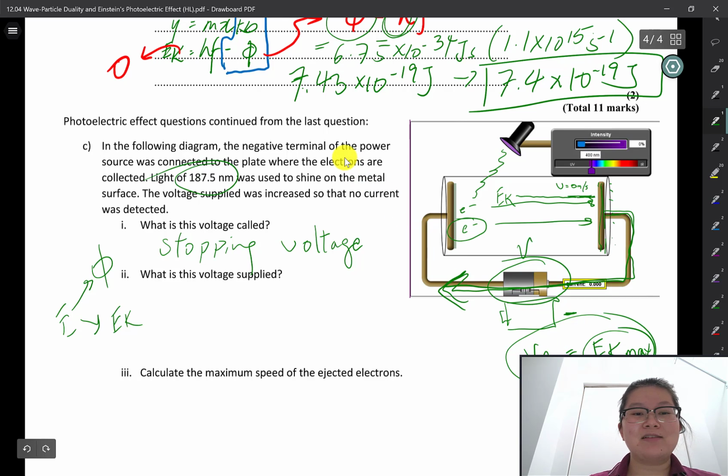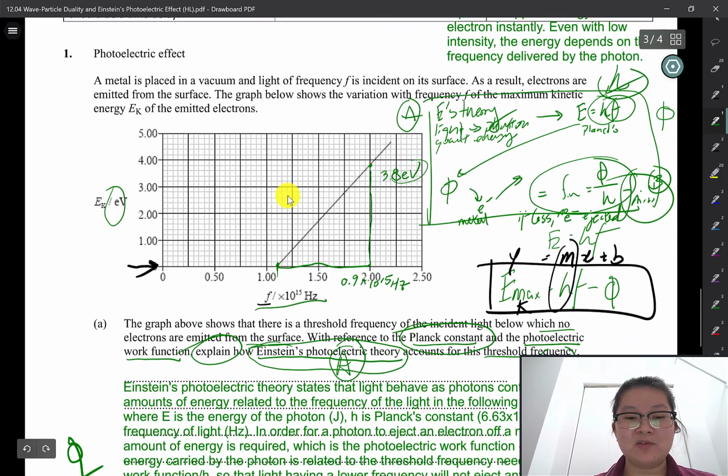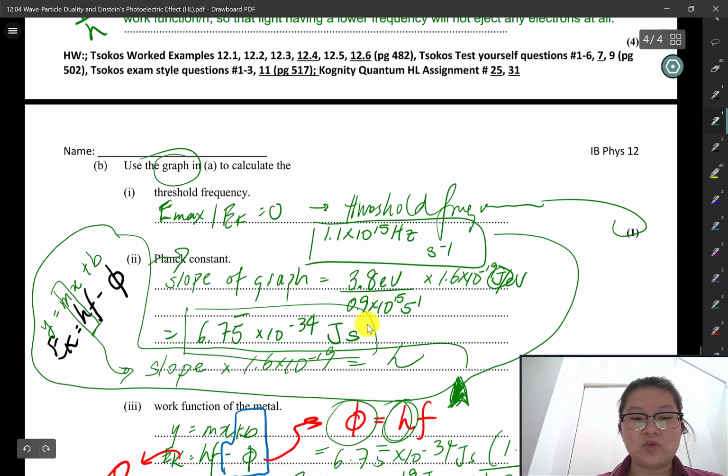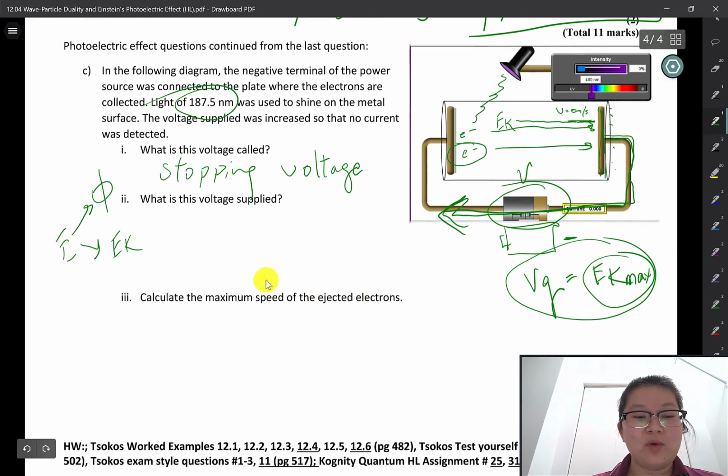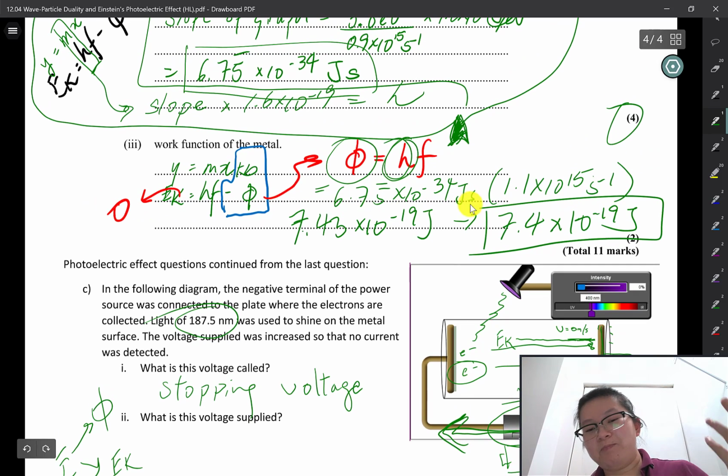But since this is continued from the last question, we should stick true to the graph. So what we're going to do is, this light has a wavelength, which is associated with a frequency, and that's going to give us the kinetic energy of the electrons ejected in electron volts. So in fact, we don't even need to do any calculations subtracting the work function, which we could.